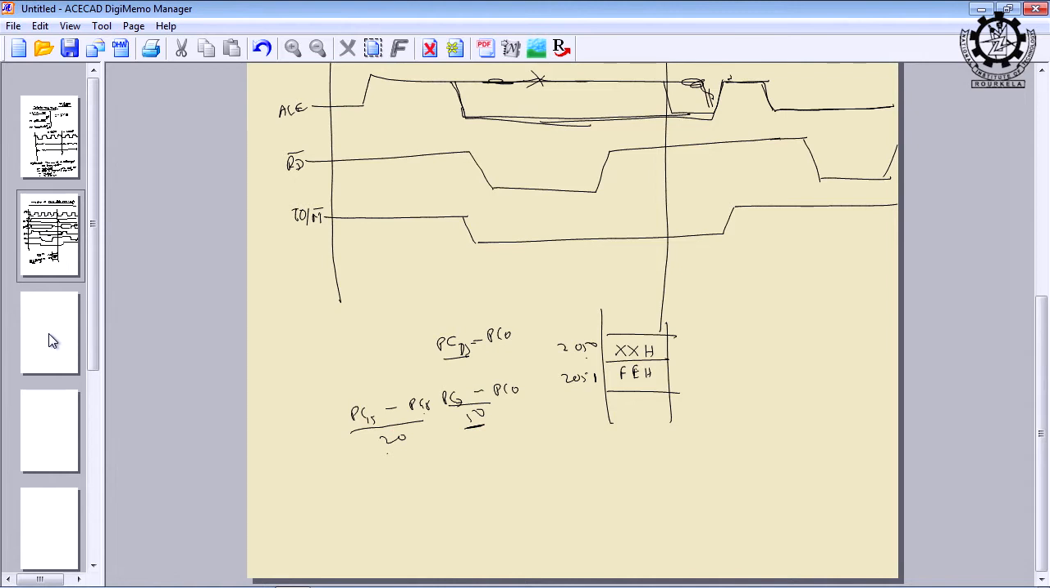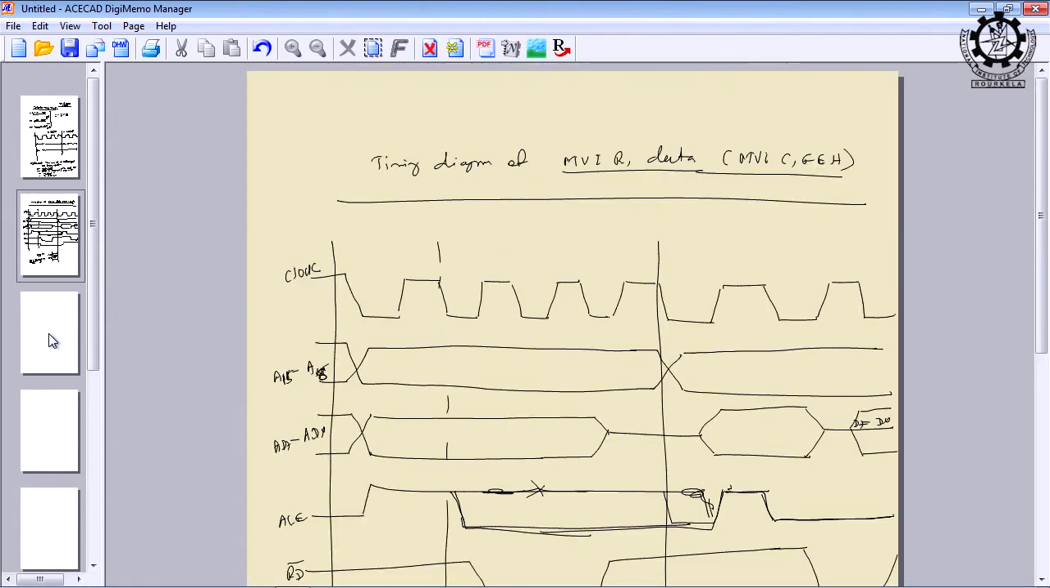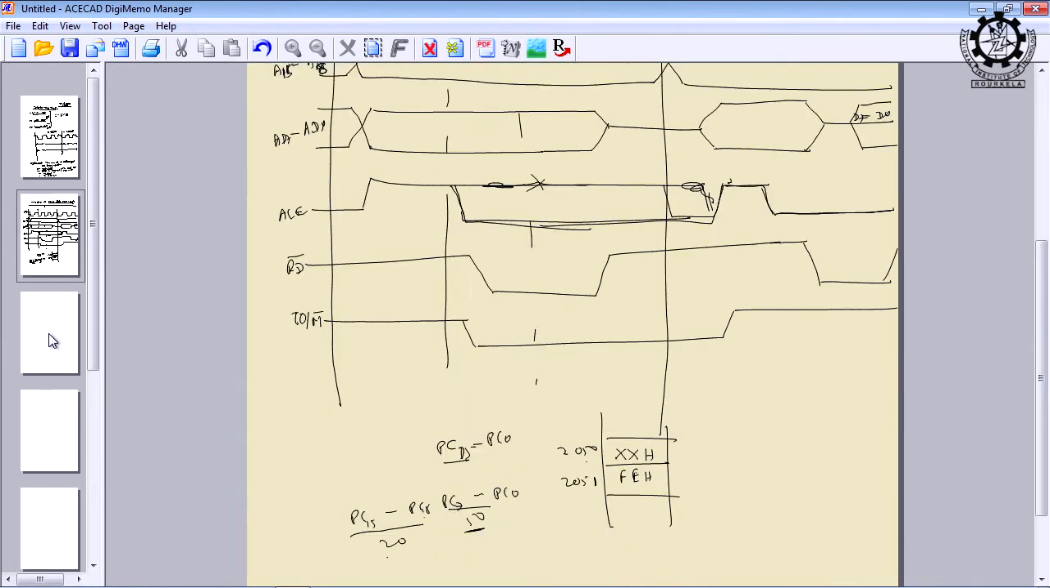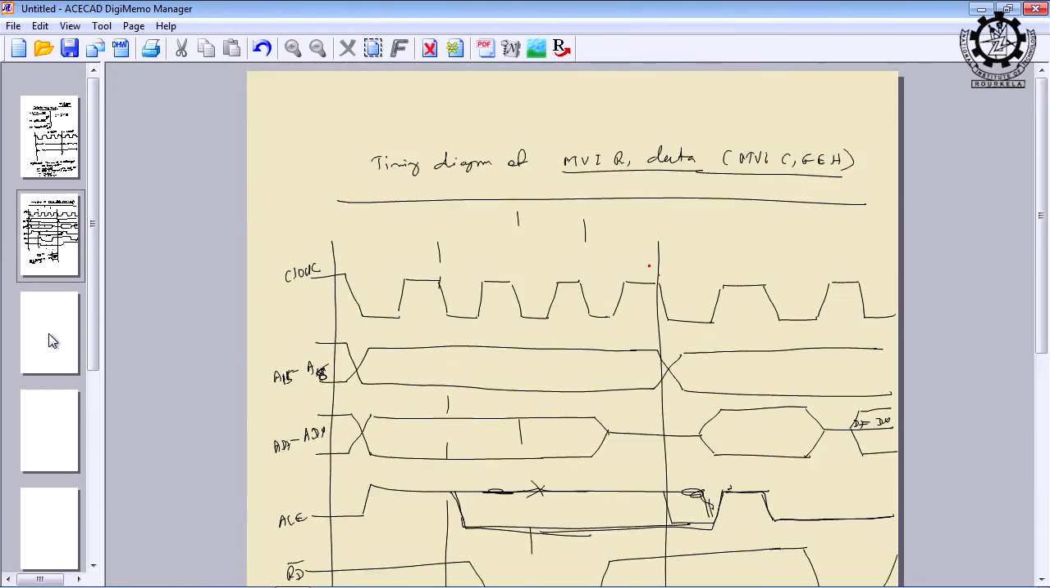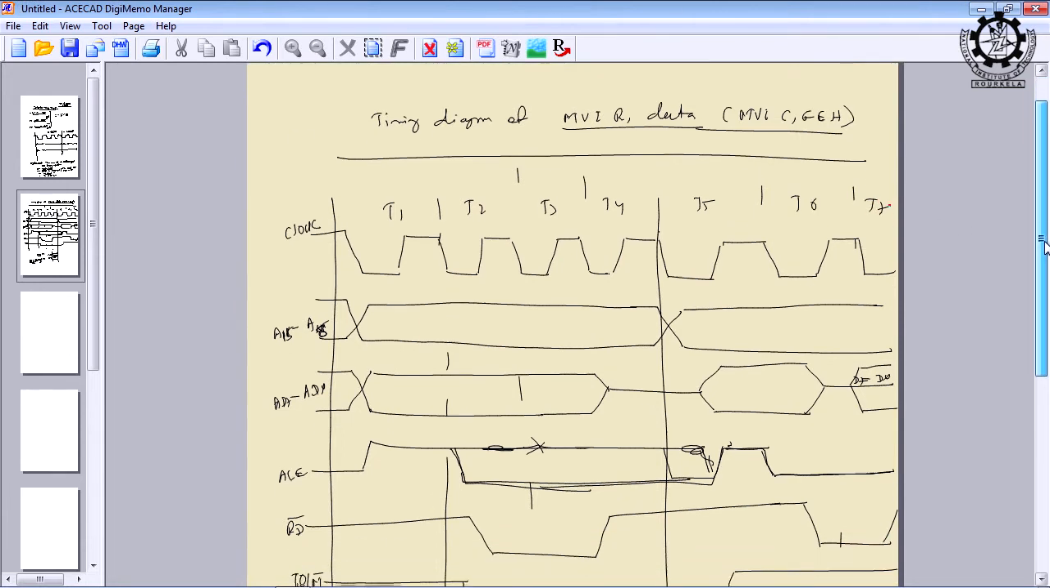And this clock signal has a number of clock periods. So, this is 1 clock period, this is the 2nd clock period, this is the 3rd clock period, this is the 4th clock period, and we can show them by T1, T2, T3, T4, and this I can show T5, this you can see T6, and the remaining is T7. So 7 T states or 7 clock periods.